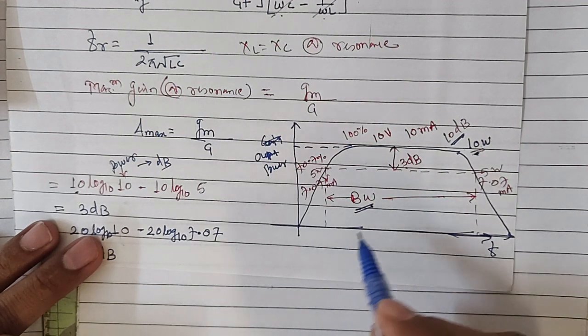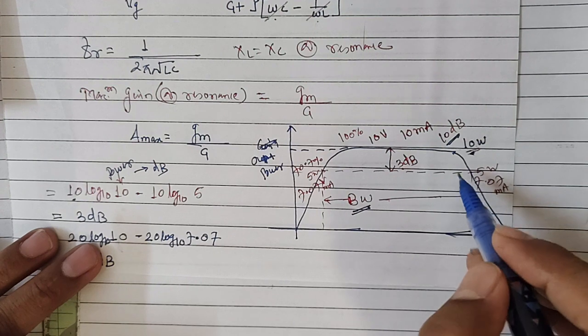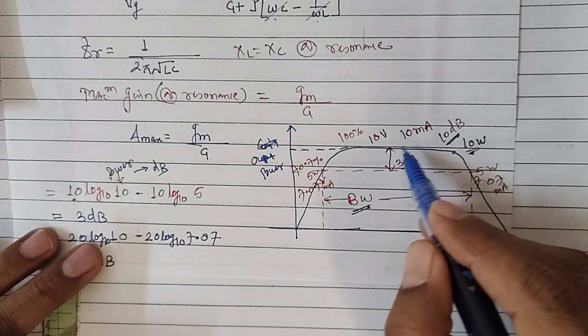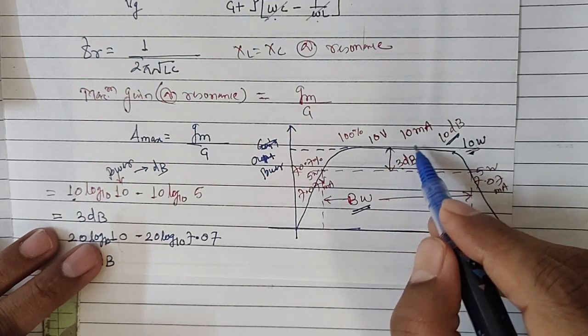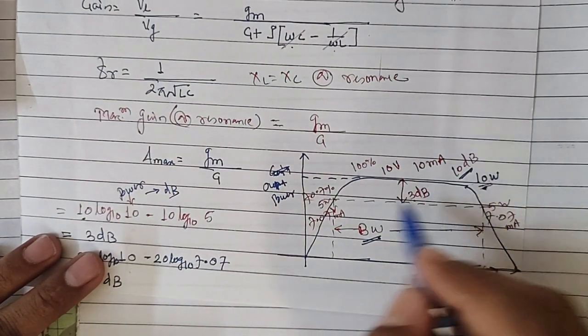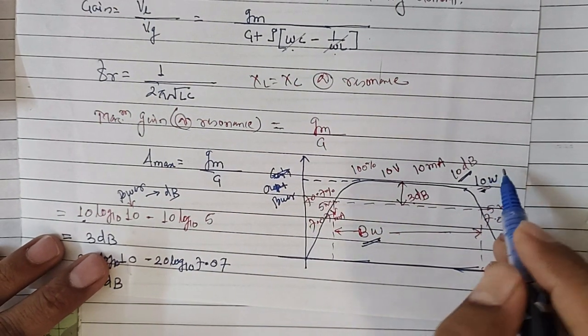So the conclusion is that if you have power, take half of that. If you have dB, take 3 dB down. If you have voltages or current, divide by root 2 for those values. So in this case, let us assume we have a power we have to determine at half power points. So A max, I will clearly write here.